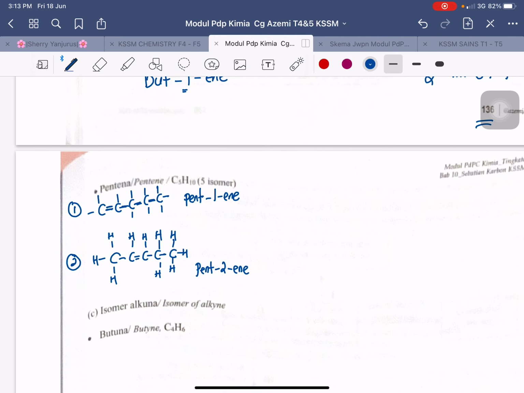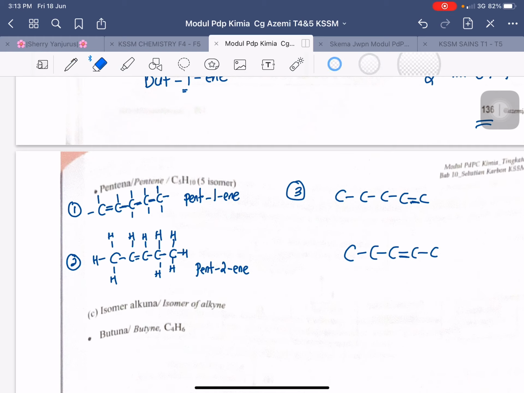Okay, next. Number 3, the third isomer. Third isomer, you cannot draw like this already. 1, 2, 3, 4, 5. You cannot draw like this. Nanti sama macam number 1. And you cannot draw like this. Nanti sama macam number 2. Remember, kalau straight chain tu 2 kali saja boleh ulang. Until pentene lah. Okay? 2 kali only ya. So these two tak boleh sudah. You cannot change the position of the double bond.